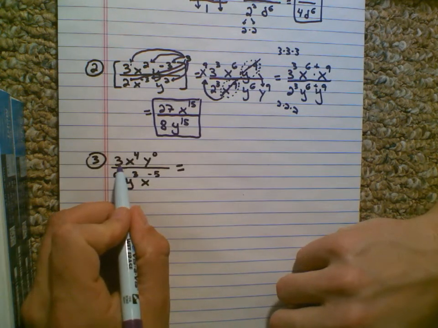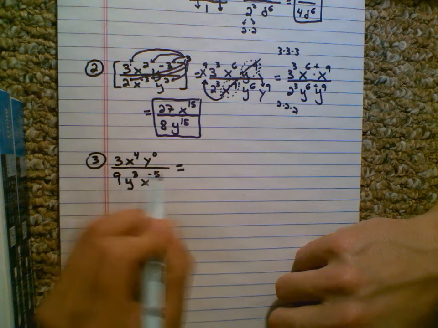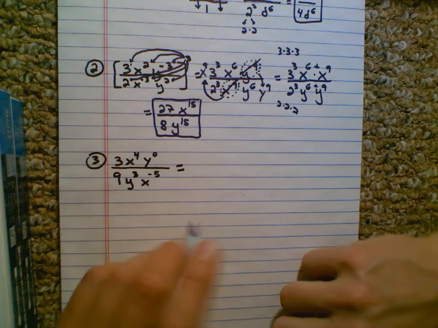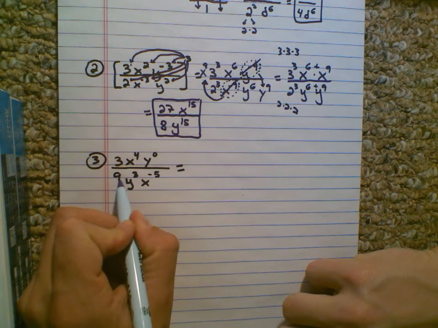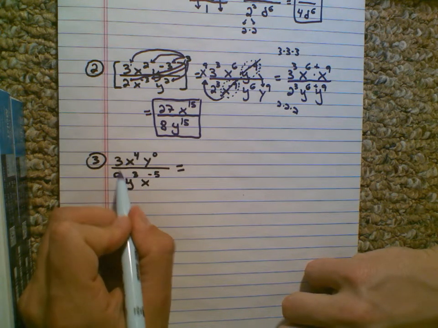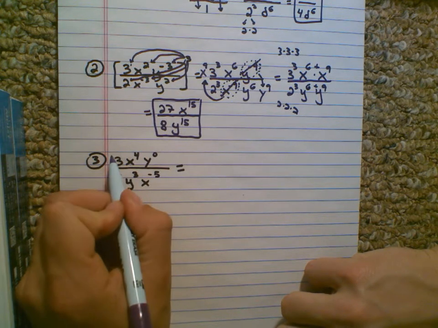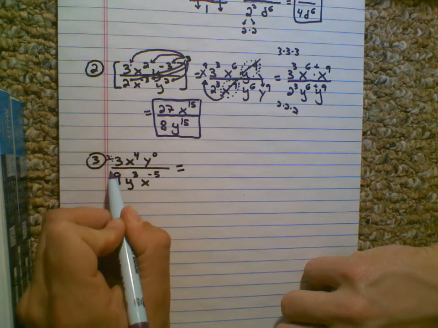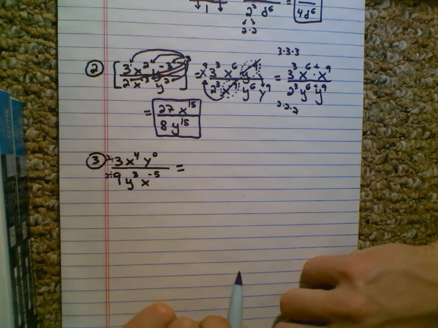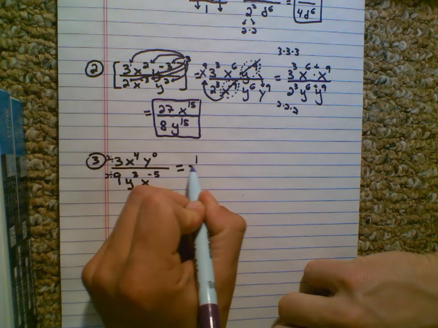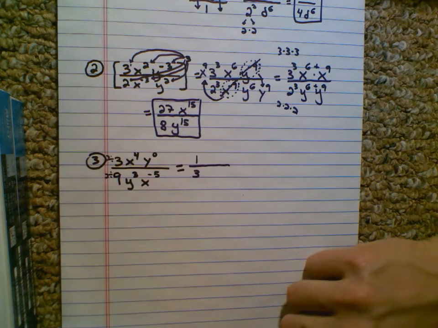Here I have 3x to the fourth, y to the 0, all over 9y to the third, x to the negative fifth. So one thing that I see right off the bat is I'm taking 3 divided by 9. Now notice these are both bases. So I can simplify this like I reduce a fraction. I know 3 goes into the top number, and I know 3 goes into the bottom number. So I can divide a 3 out of both the top and bottom, and 3/9 is equal to 1/3.